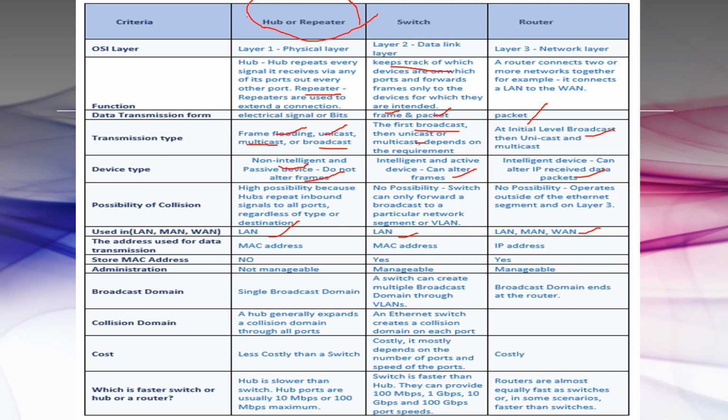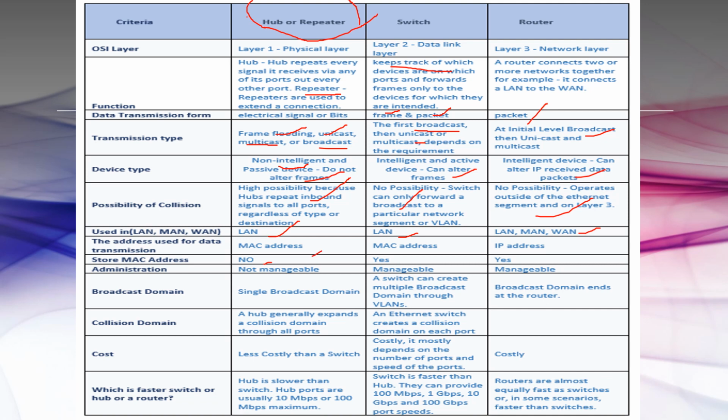And routers usually belong to LAN, MAN, WAN. And the possibility of collision is high in a hub, and there is no possibility in a switch because each port belongs to a separate collision domain and separate broadcast domain. And in routers also there is no possibility. And a hub doesn't have any software, so it won't store any information about how the frame or data has been read on the hub.